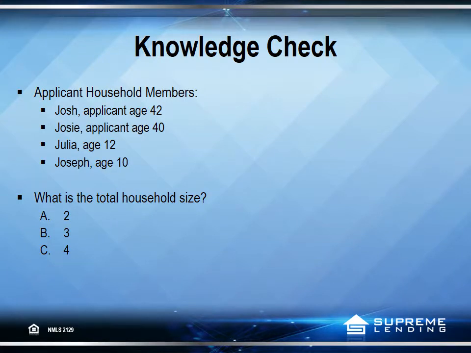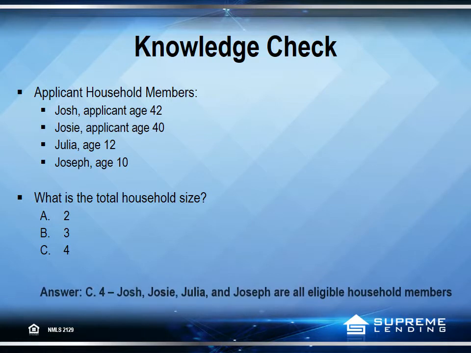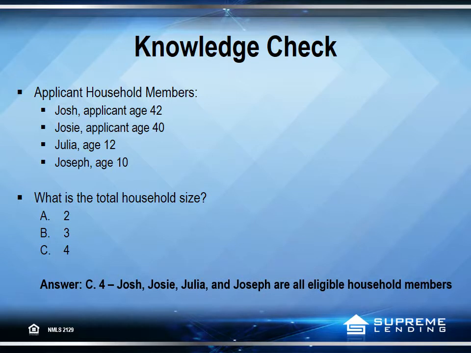Let's do some knowledge checks. We have applicant household members: Josh, who is an applicant age 42, Josie, an applicant age 40, Julia, who is age 12, and Joseph, who is age 10. What is the household size? Is it A, 2, B, 3, or C, 4? The correct answer is C, 4. Josh, Josie, Julia, and Joseph are all eligible household members.